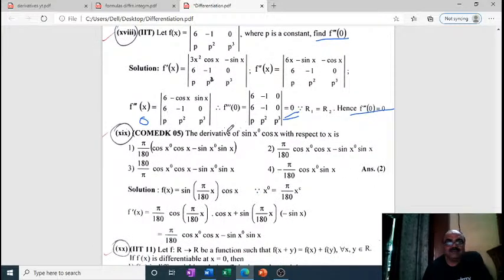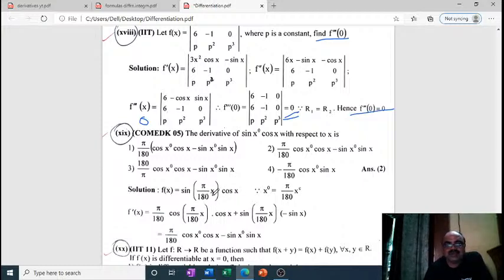Next one, derivative of sine x degrees into cos x with respect to x. One is in degrees, another one in radians, friends. Here you need to be careful. So first, x degrees can be converted into radians, pi by 180 into x radians. Put that into the sum. Sine of pi by 180 into x into cos x.